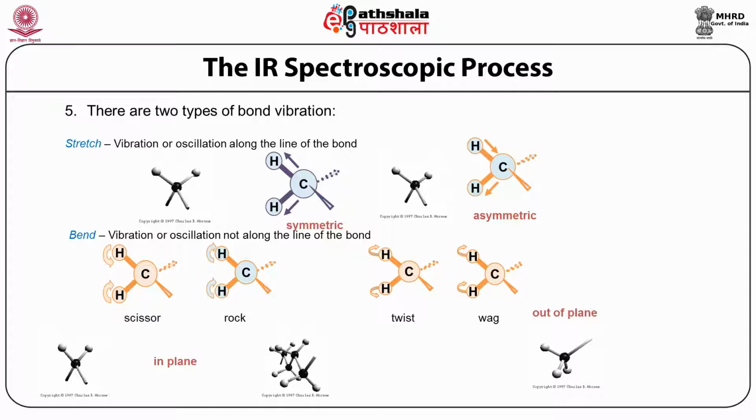The bending is again of many types, either in plane or out of plane. When it is in plane, you can see here it is the scissoring vibration or the rocking vibration, as in the animation, and out of plane it is either twisting or wagging. So before learning IR spectroscopy, you must know that these kinds of vibrations are present in the molecule, and they can be mainly detected by IR radiation using an IR spectrometer.